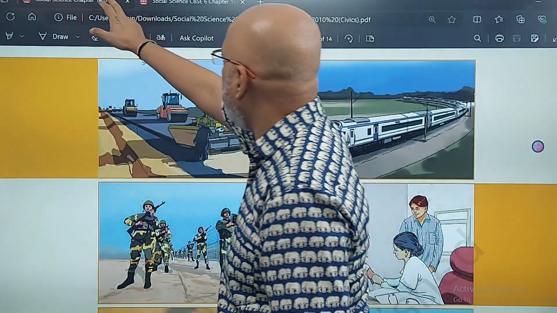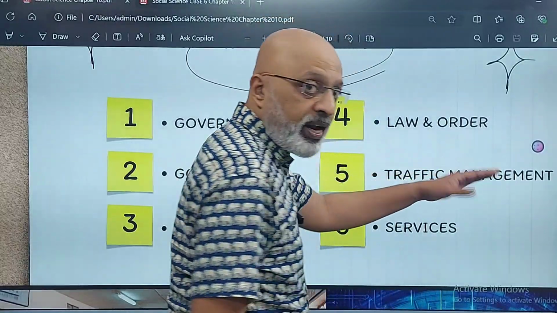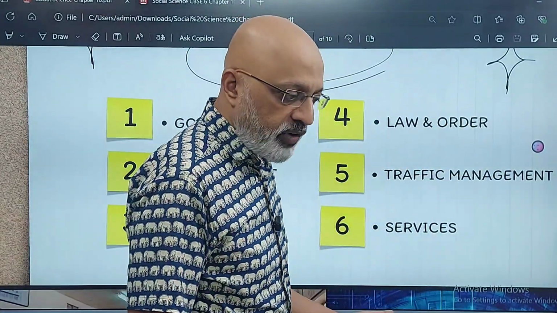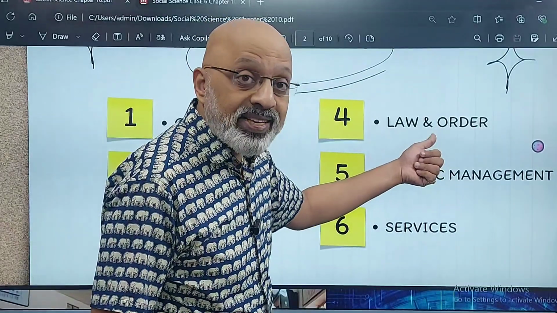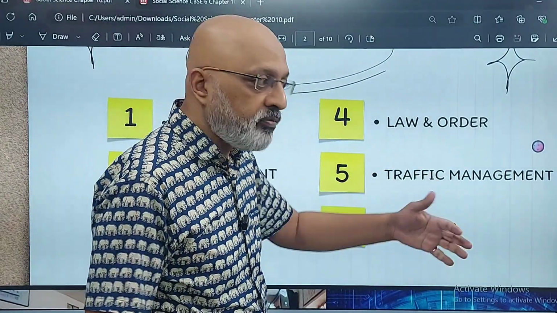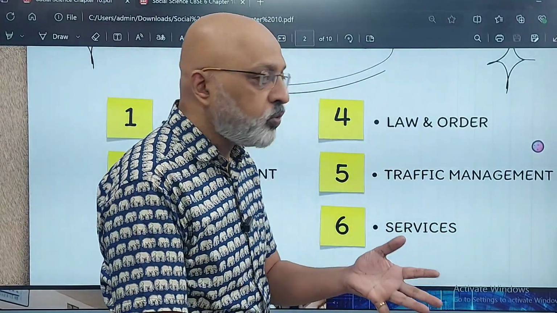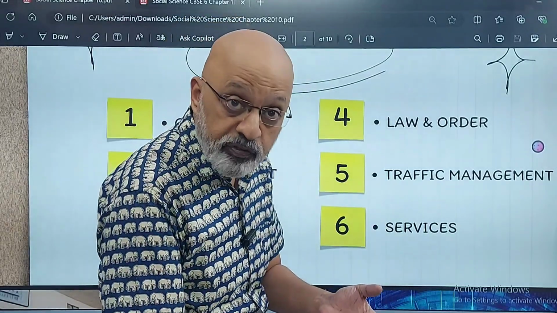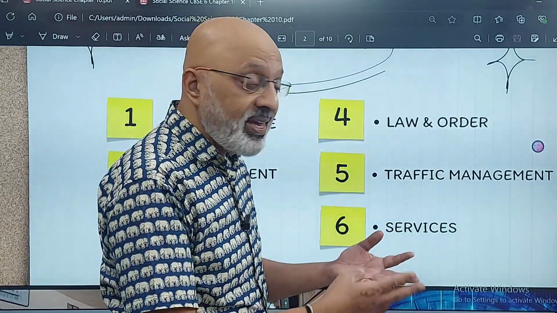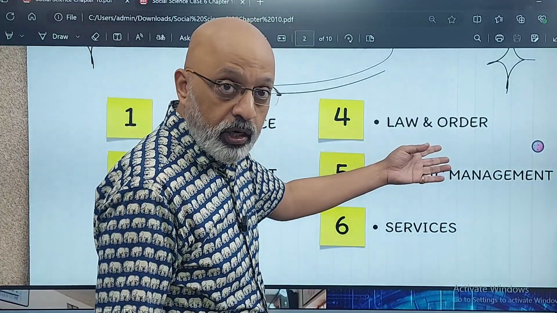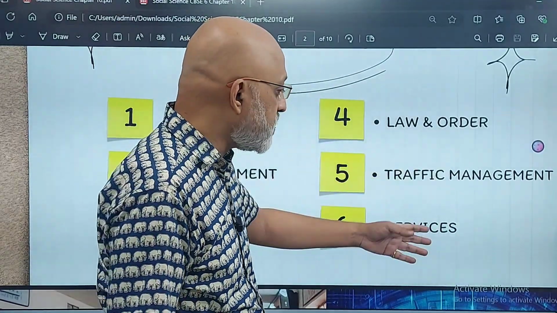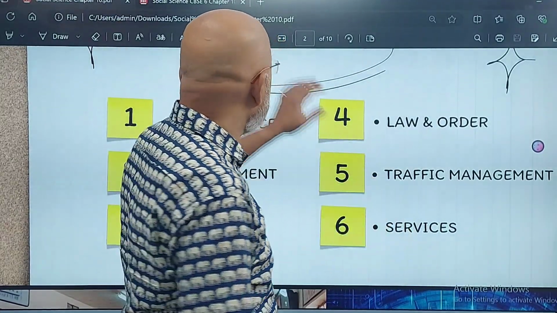So what I mentioned before this, traffic management, law and order, that if anyone is found violating any law, a case can be filed by the police against him for indulging in corruption, या किसी ने कहीं पर theft किया, or any other law which has been broken, he can be booked by the law and order agency, which is the police. The final thing is about services.